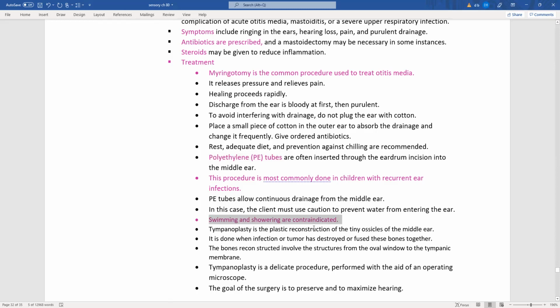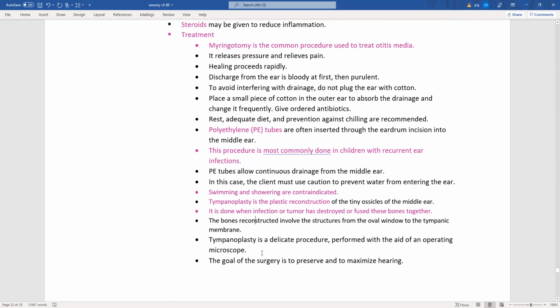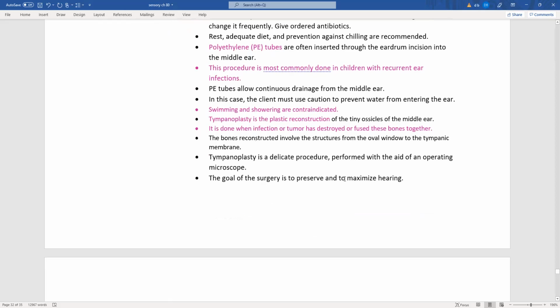Tympanoplasty is the plastic reconstruction of the tiny ossicles of the middle ear. It is done when infection or tumor has destroyed or fused these bones together. The bone reconstruction involves the structures from the oval window to the tympanic membrane. Tympanoplasty is a delicate procedure performed with the aid of an operating microscope. So tympanoplasty is going to try to help you with the world's smallest bones in your body. These are the smallest bones in your body. So the goal of surgery is to preserve and to maximize hearing.